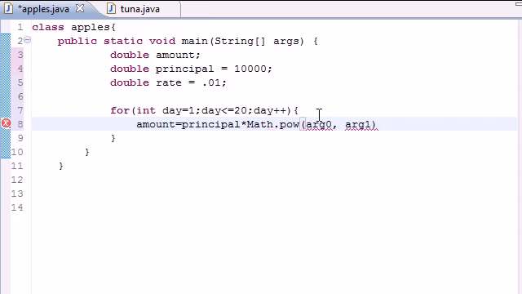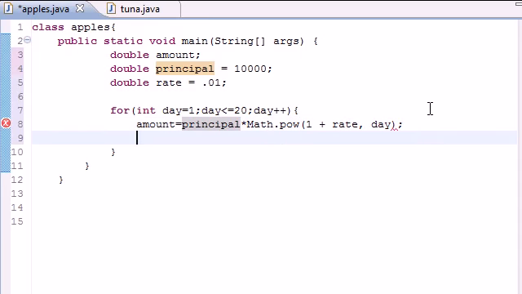Let's add those arguments right here. The first thing, what's in the parentheses, is 1 plus rate. And what do you want to give the exponent? Year. Or let's see what it was, day actually. So now we have amount equals principal, which is 10,000, times 1 plus 0.01 to the day, and that day is going to loop. Now all we have to do is print this out on the screen.